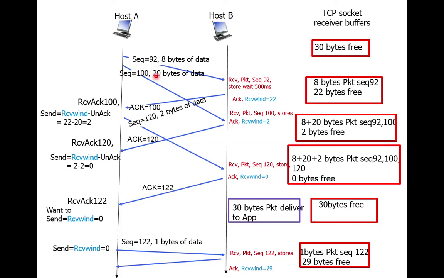Okay, and this is 20 bytes of data. So this 20 bytes will be subtracted from the receive window. 22 is the receive window and 20 bytes are sent and not acknowledged. So the unacknowledged data will be subtracted from the receive window, and it will become 2. So now host A can send only 2 bytes. Although the receive window is 22, 20 bytes are already sent.